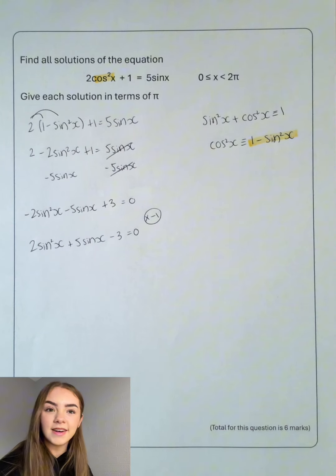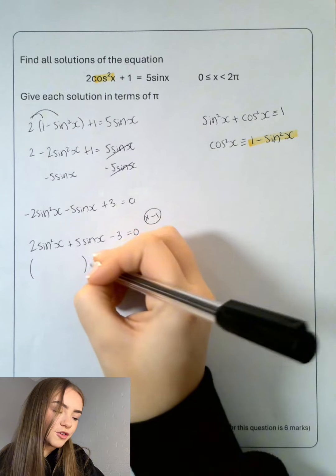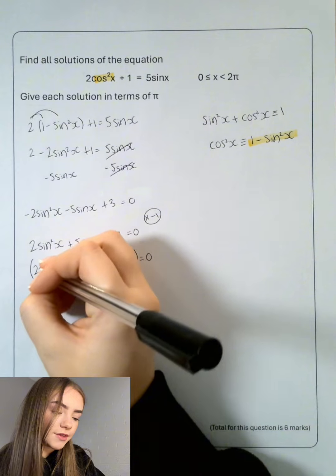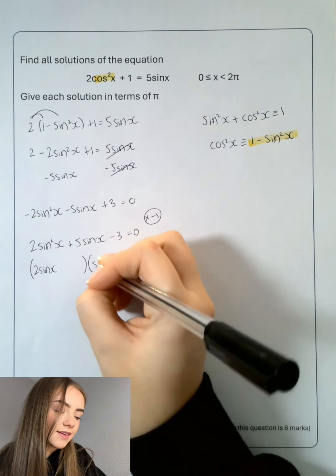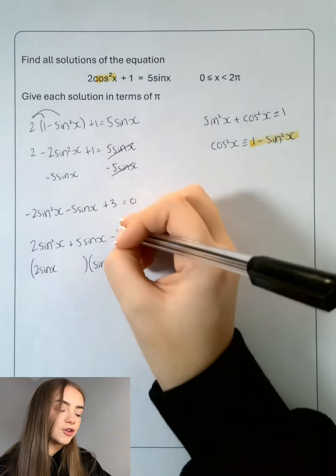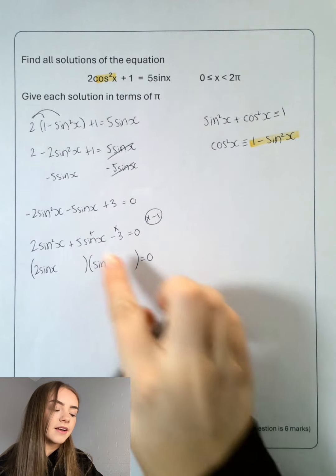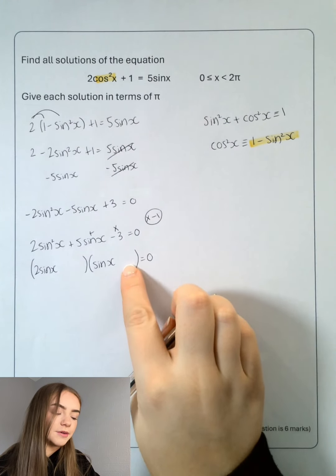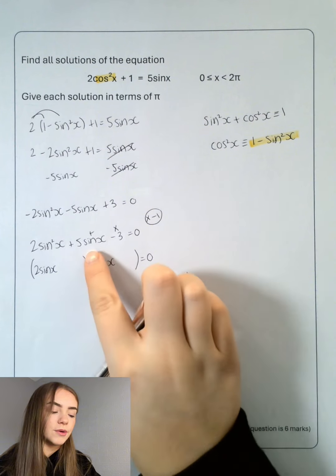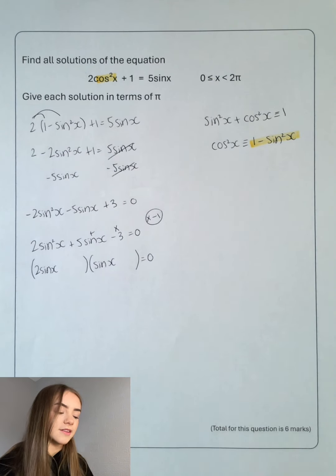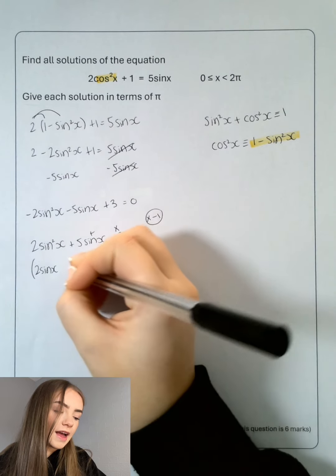From here we have a disguised quadratic in terms of sin x, which we can factorise into double brackets. To multiply to give 2 sin squared x, we'll have 2 sin x in one bracket and sin x in the other. Then we need two values which multiply to give minus 3, but add to make 5x. Remember, whichever value we have here will also be multiplied by the 2 when expanding this part. The only factors of 3 are 3 and 1. Putting these into our brackets, it will be plus 3 and minus 1.